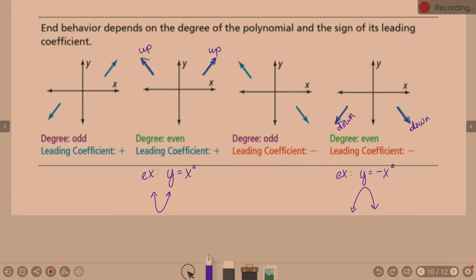So those are examples when your degree is even. If you have x squared, x to the 4th, x to the 6th, x to the 8th, one of those is your highest power. Now, what are the other 2? They're odd. So, I don't know, do you guys remember what y equals x cubed looks like?